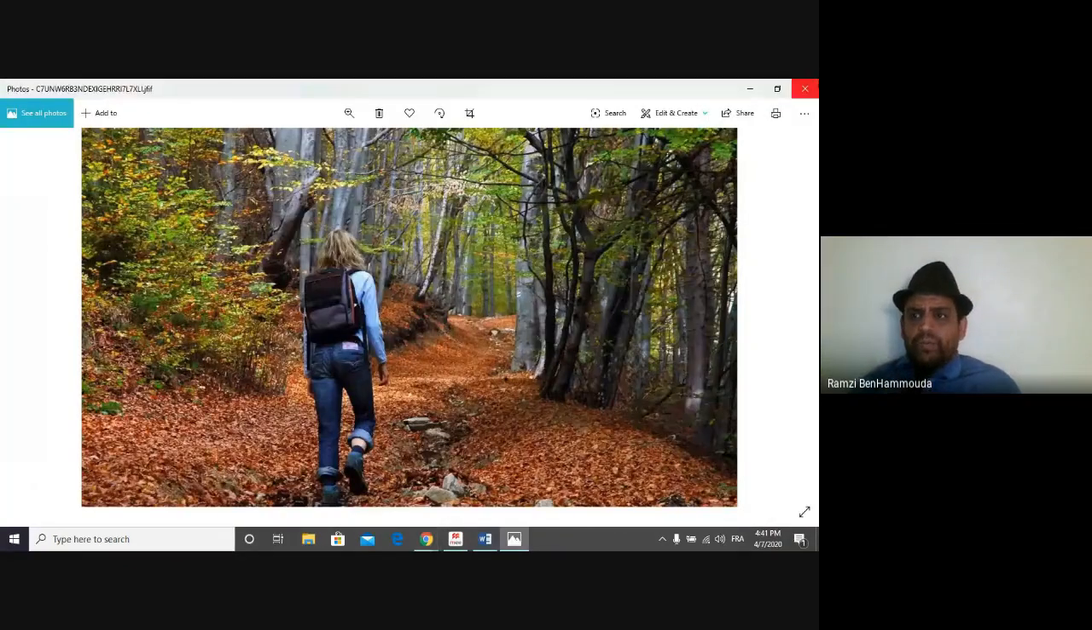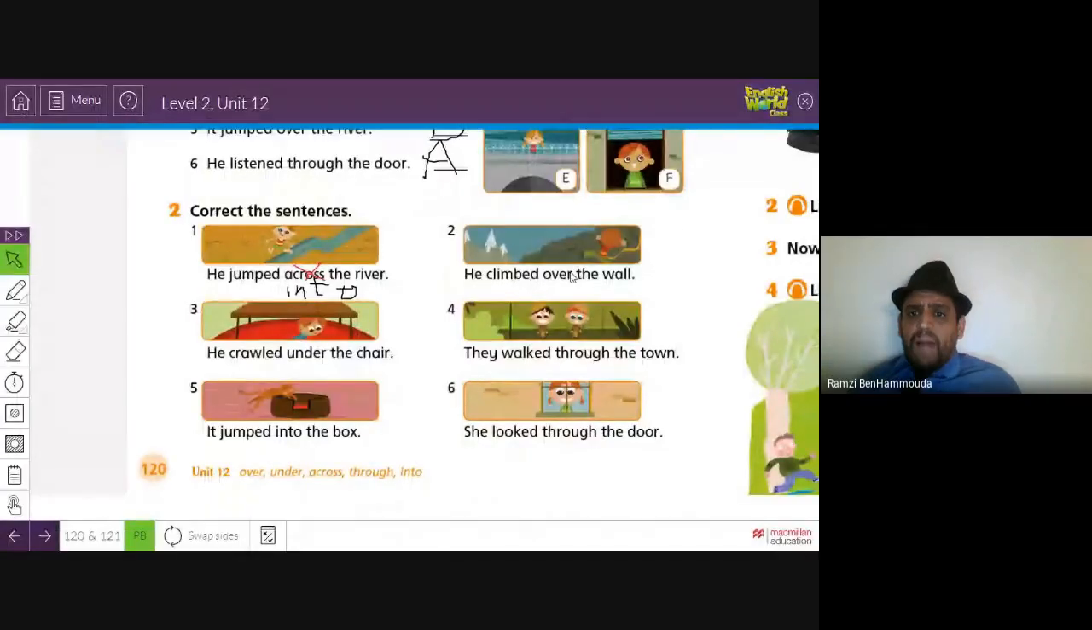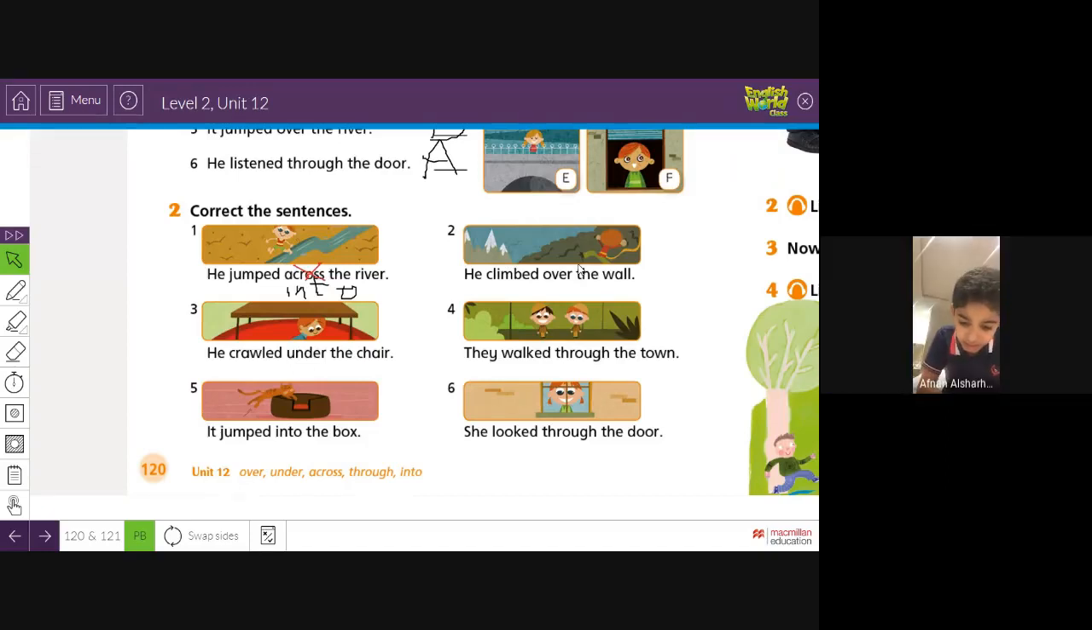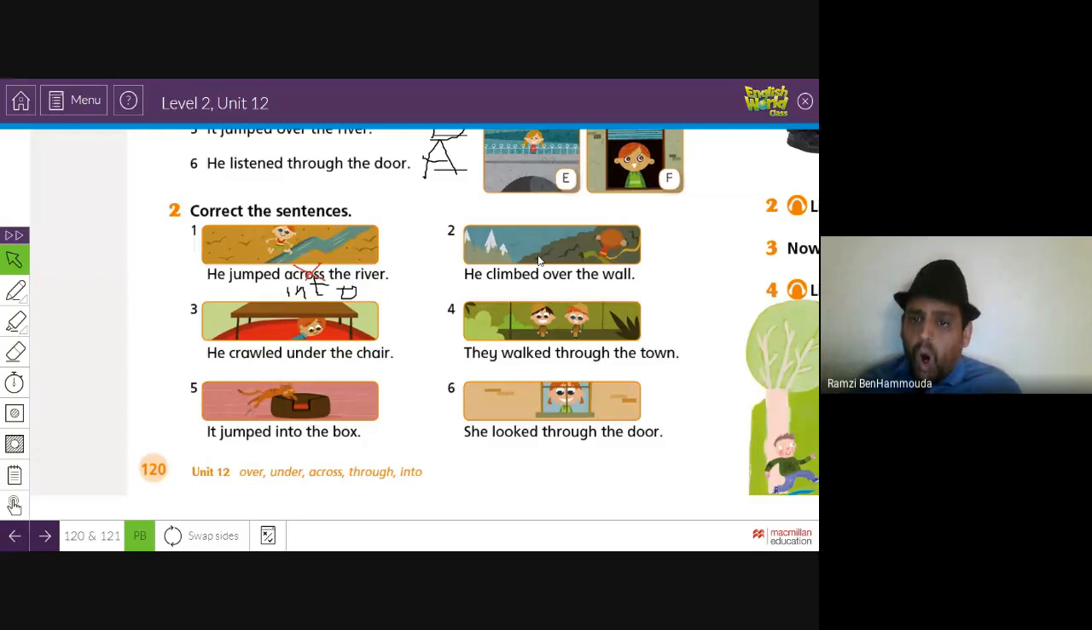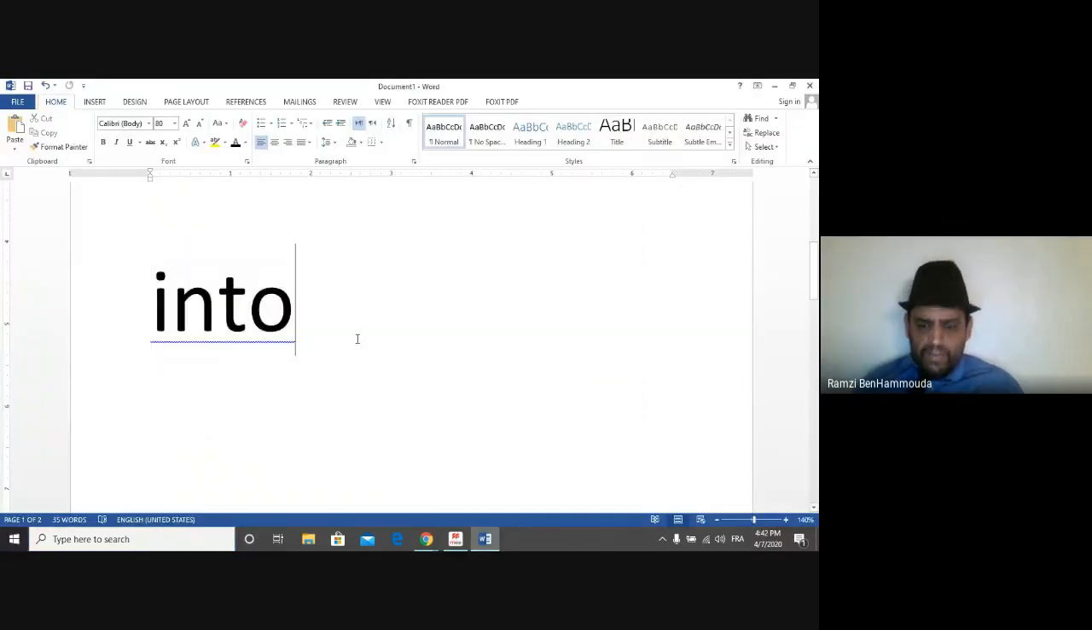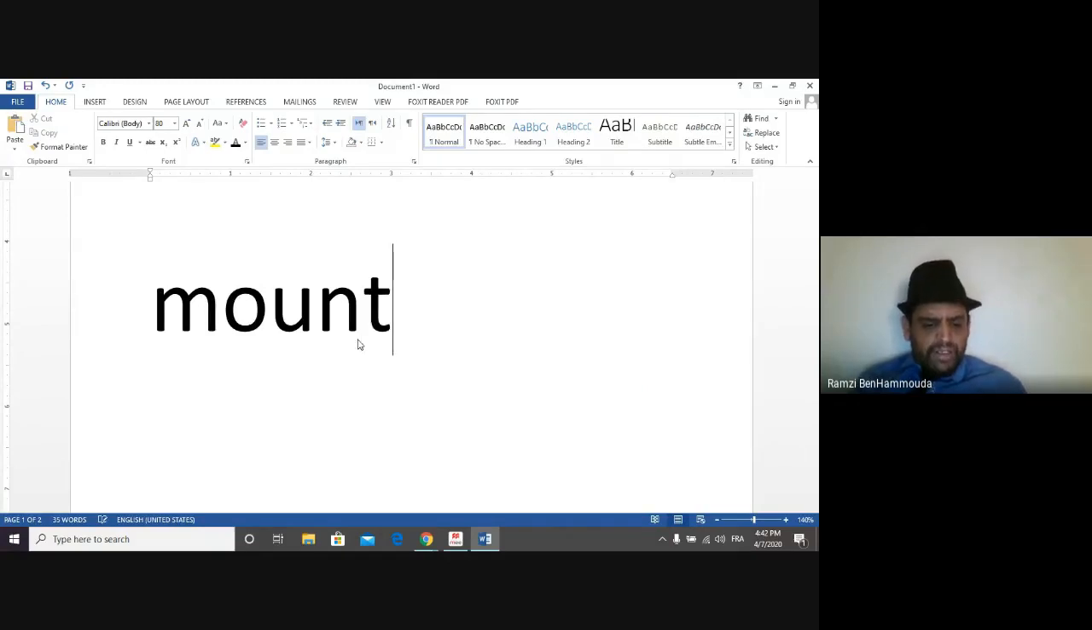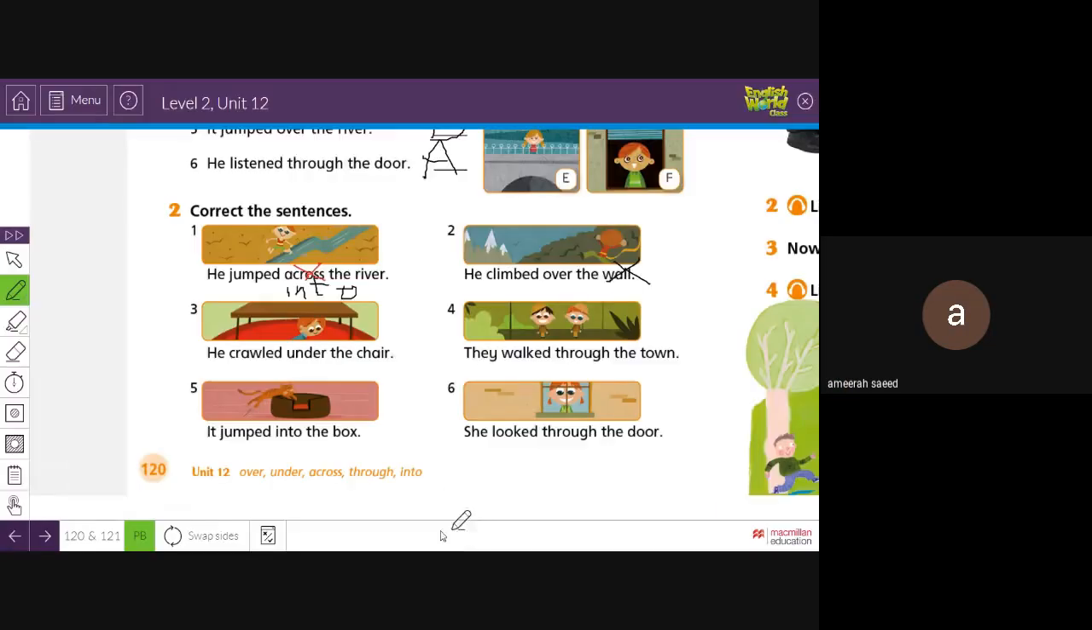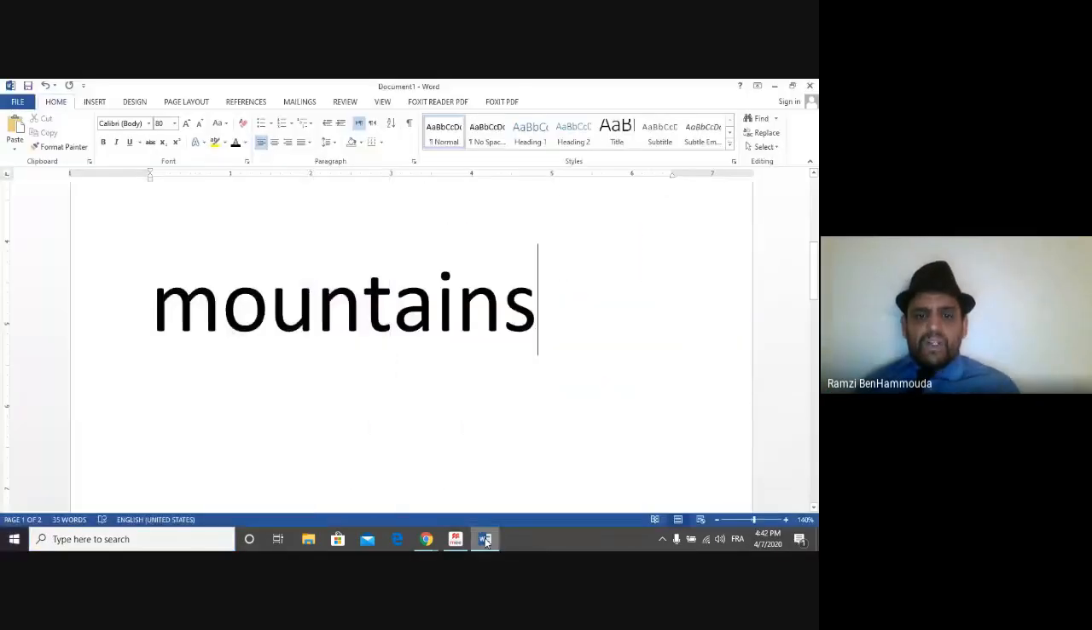Okay, we carry on. Abdullah Al-Uhali, look at the picture. Look at the monkey. Is this a wall or mountains? Mountain. Okay, so block the word wall, and we write under it. I'm going to write mountains. We write mountains. Number two, write mountains.